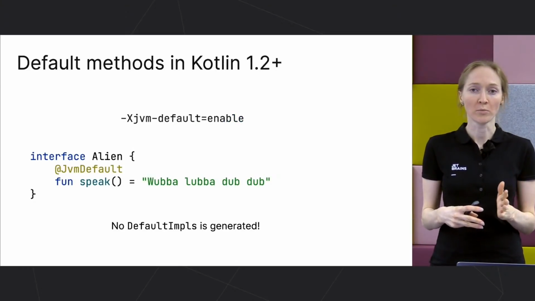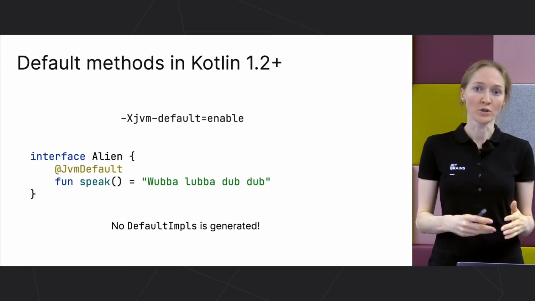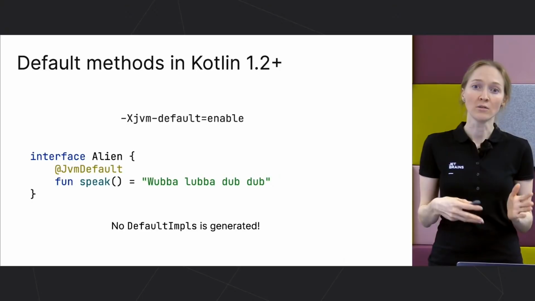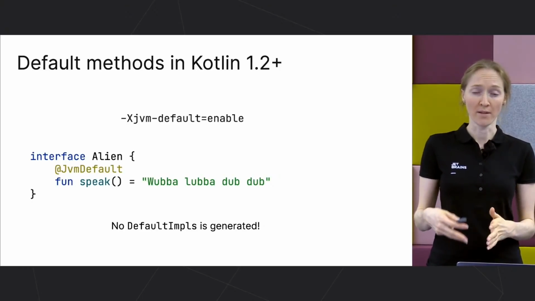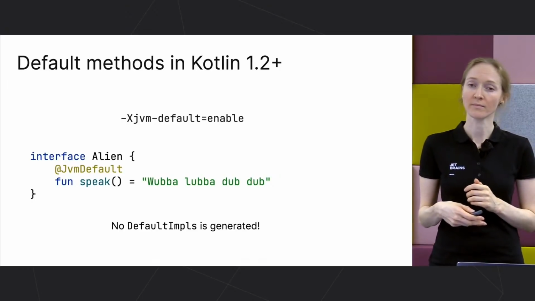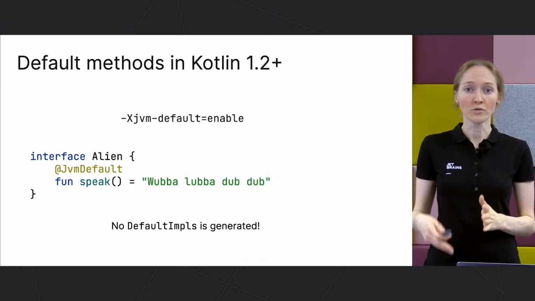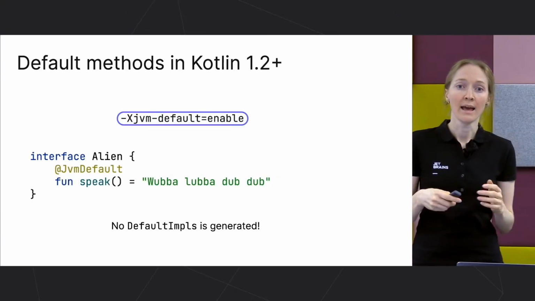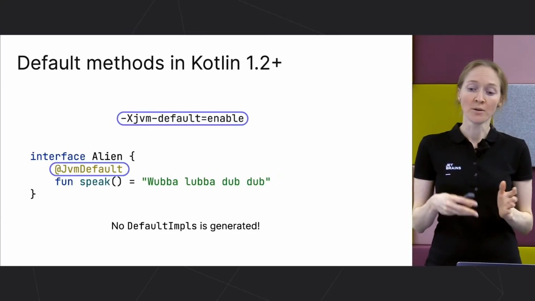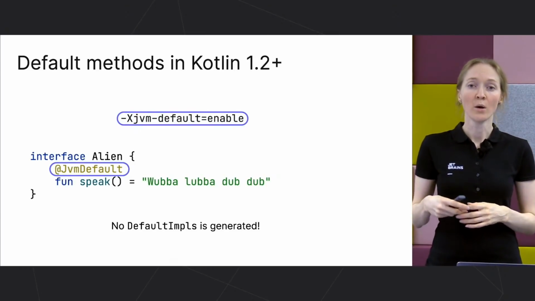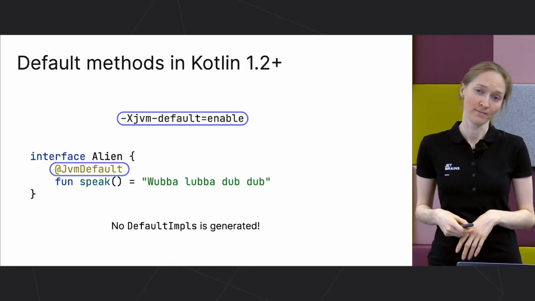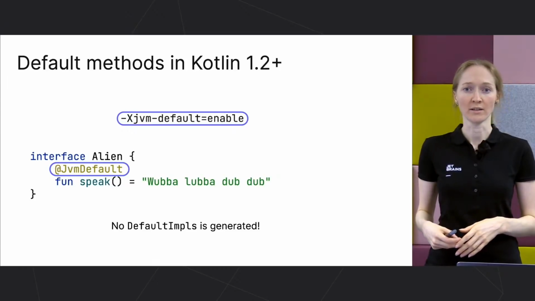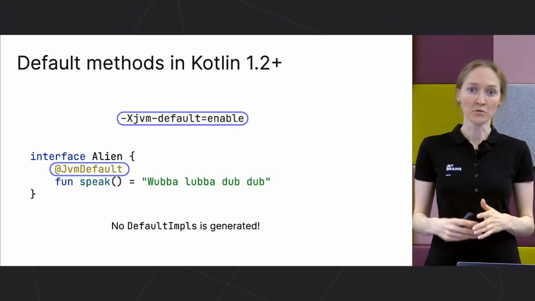Starting with Kotlin 1.2, we provided an option not to generate DefaultImpls implementation, but rather use the JVM support for this method. You could use a special option, set -Xjvm-default to enable, and annotate each method of an interface with the JvmDefault annotation. Then, no DefaultImpls class is generated. The default methods are used in the bytecode.